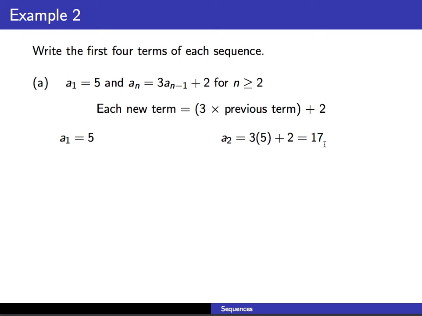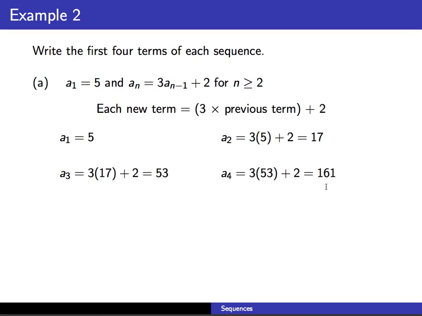Which is 17. Now the third term, we're going to take this answer, this is our previous term now, we're going to take this answer of 17, multiply it by 3, and then add 2 to that result. So each new answer we input into the rule again, and we come up with a new answer. So 3 times 17 plus 2 is 53. Take this output, put it back into the machine. 3 times 53 plus 2 is 161. So our first four terms are 5, 17, 53, and 161.